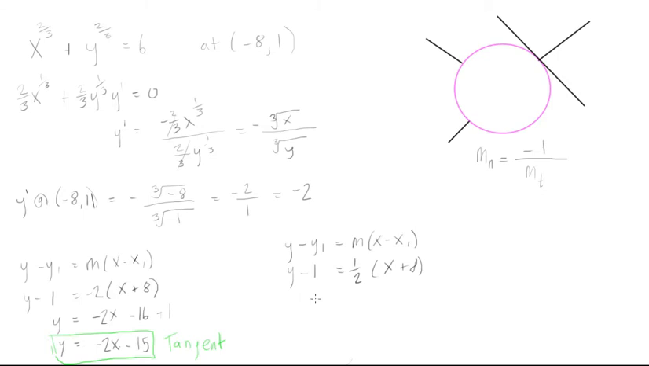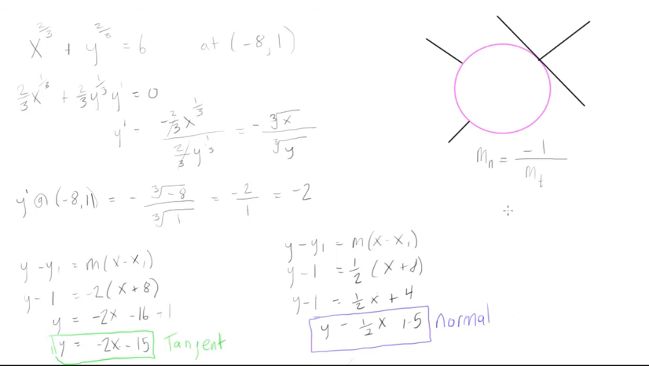So we'll go through this again and we get y minus 1 will be equal to 1/2 x plus 4. So y will be equal to 1/2 x plus 5. Alright, so there you go. This is the equation here of the normal line. I'll write that here: normal.